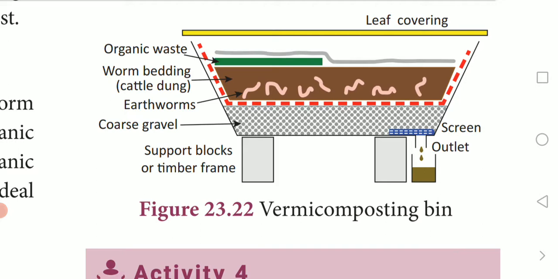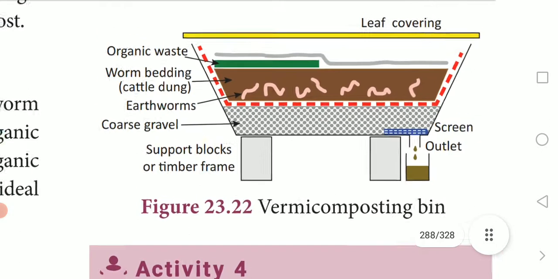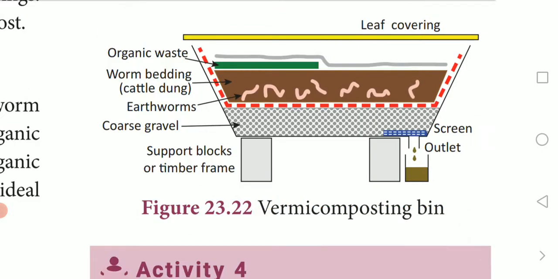The worms are generally placed, spread evenly, on the bedding. Can you see here? This is the vermicomposting bin. The organic waste is thrown on the top. Below that, coarse gravel will be there, and worm bedding with earthworms. They take in the different types of organic matter. The earthworms eat the soil and convert this organic waste into manure. So this is what the vermicomposting bin is.